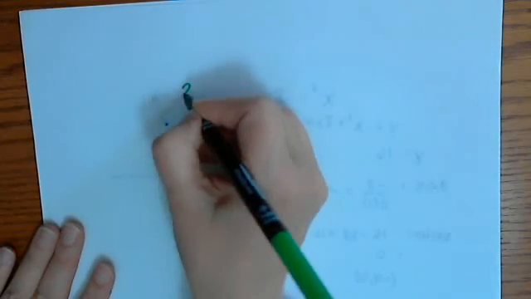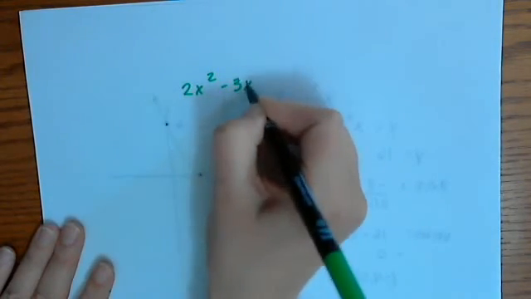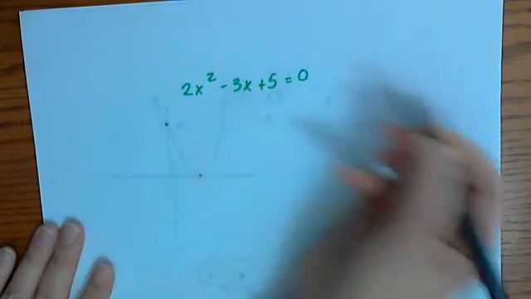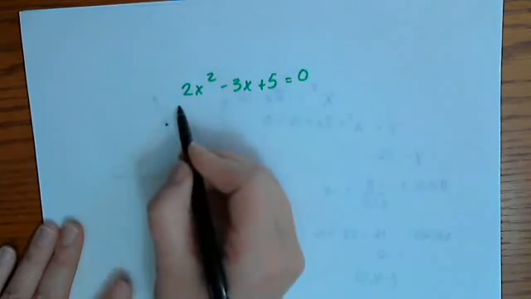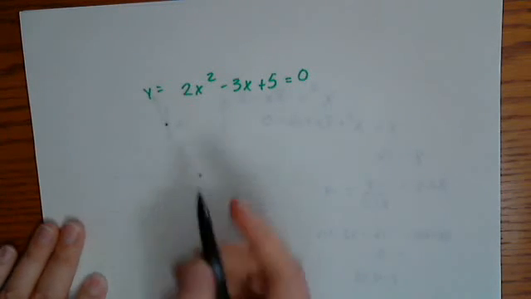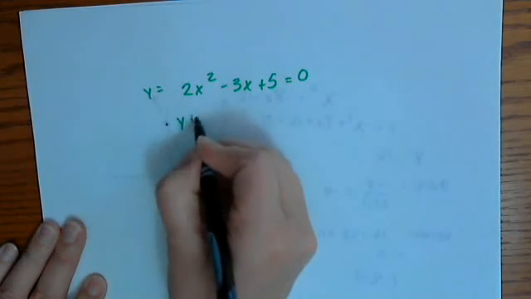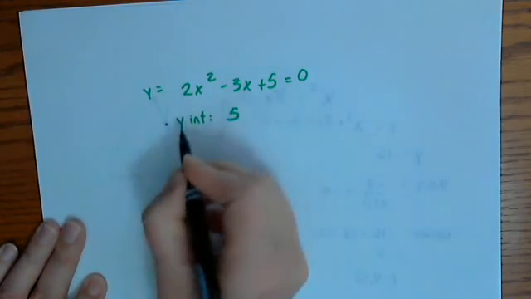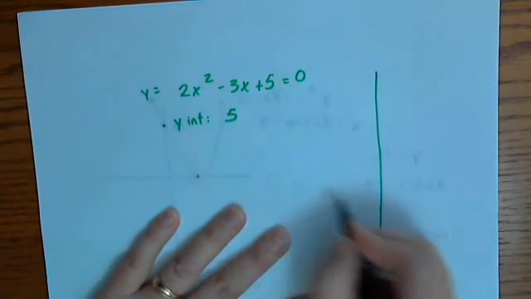Alrighty. So that's that. I'll give you one example for when we have no real roots, and let's see what happens there. This example is 2x squared minus 3x plus 5 equals 0. Everything's already on one side of the equation, so I can just say that's going to be y equals that. Okay. And again, we're going to look for our y-intercept. Y-intercept is at 5.